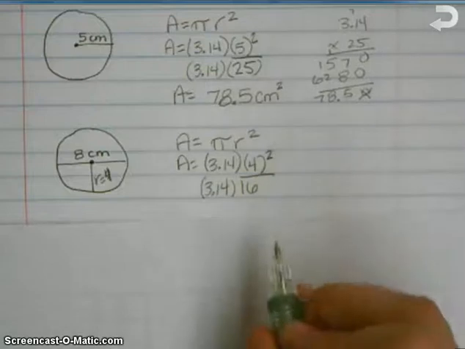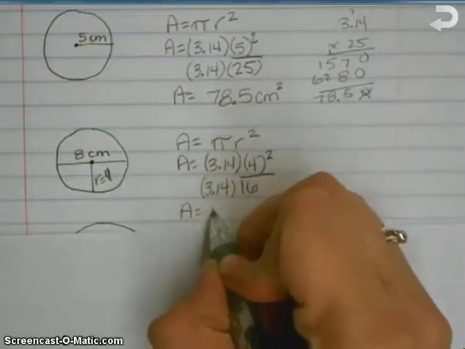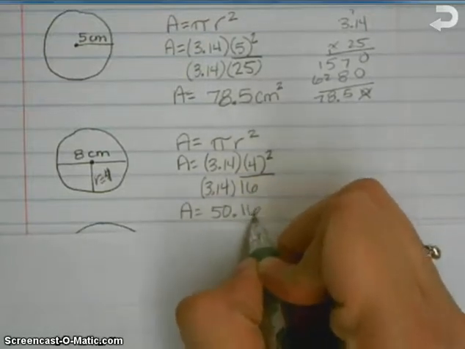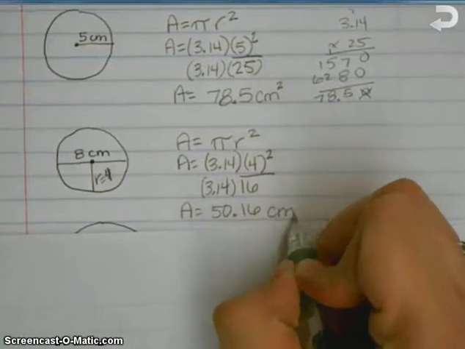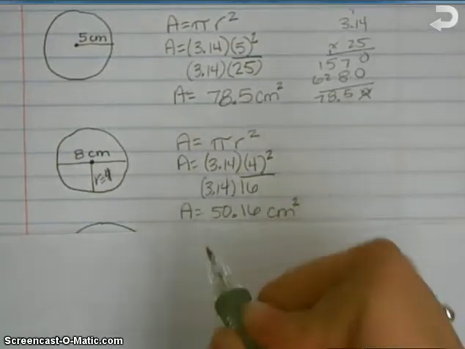And your answer should be area equals 50.24. And that's also centimeters. Since we're talking area, it should be centimeters squared.